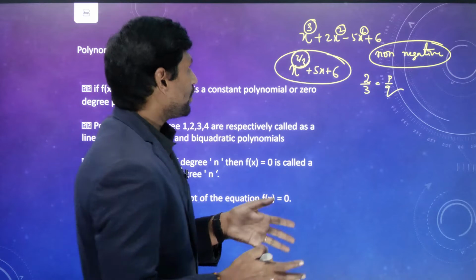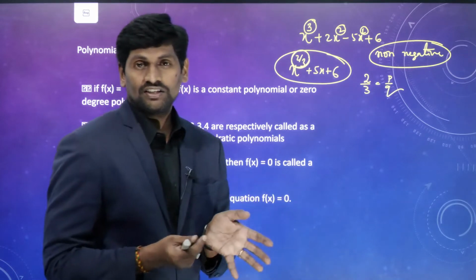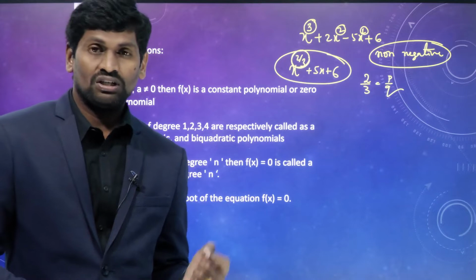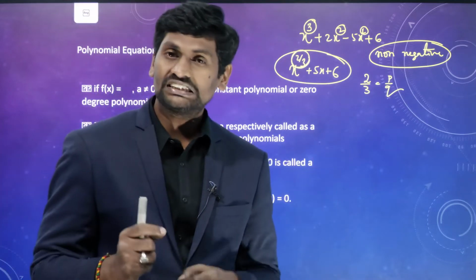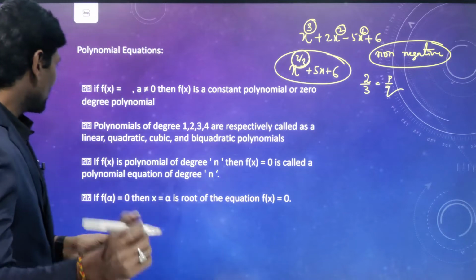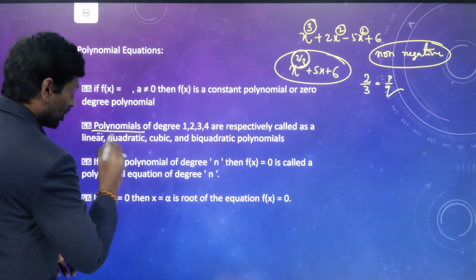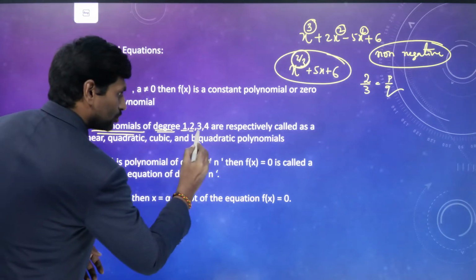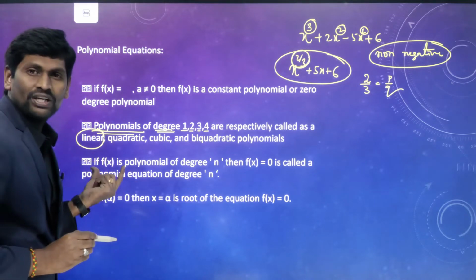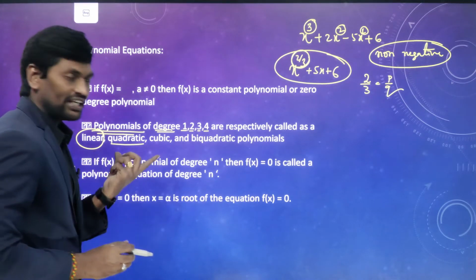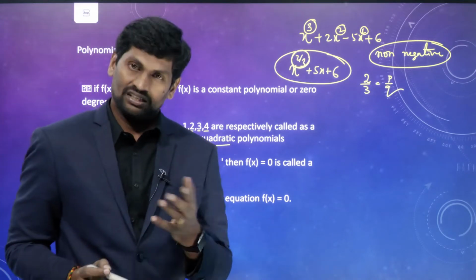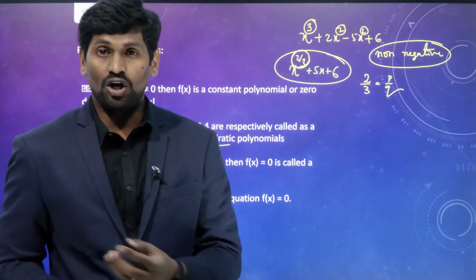Let us discuss some general forms of the polynomials. A polynomial of degree 1 is called a linear polynomial, degree 2 is a quadratic polynomial, degree 3 is a cubic polynomial and degree 4 is a biquadratic polynomial. Degree 5 is pentic, then hexic, septic, octic, like that.